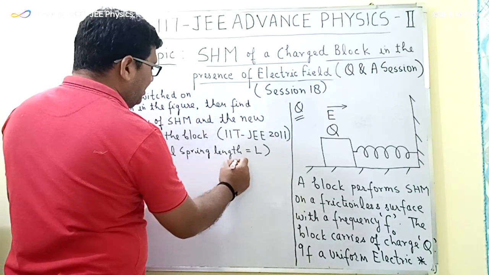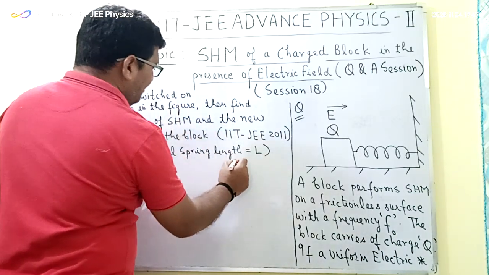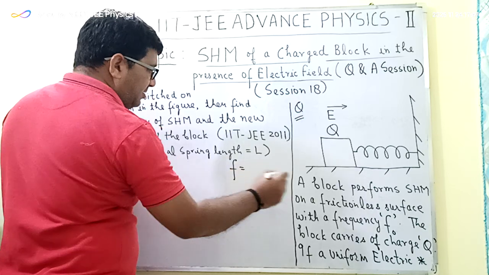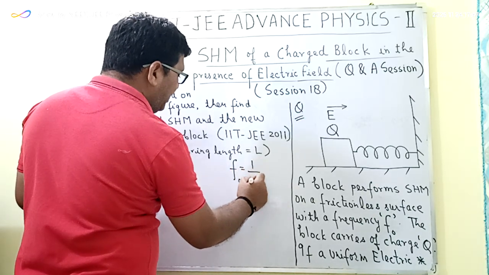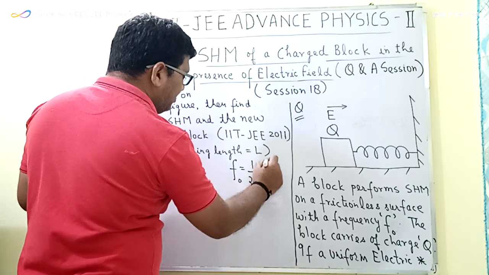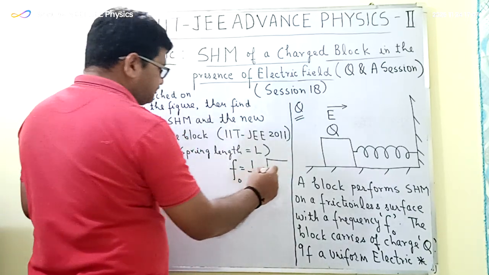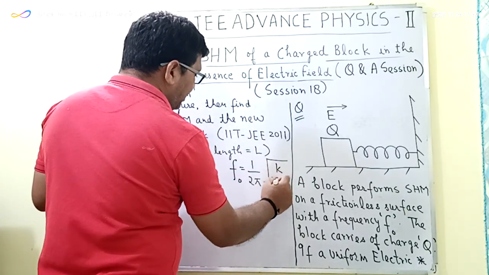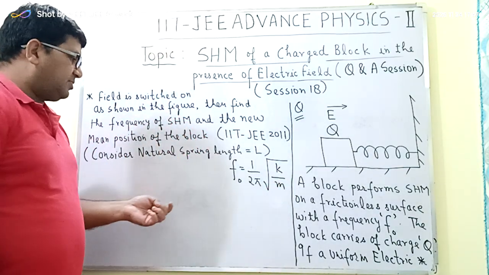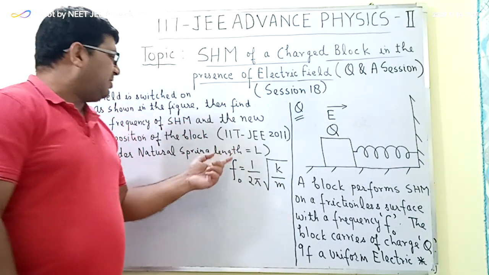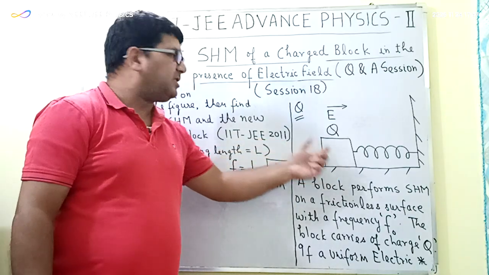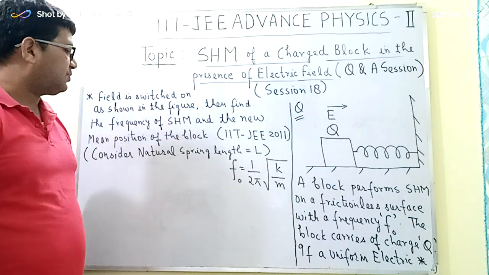In this question, the frequency of simple harmonic motion when the field is not switched on will be given by the formula f naught equals 1 upon 2 pi times the square root of K by M. This is the standard formula, and it gives the frequency of simple harmonic motion of this block when the electric field is not switched on.